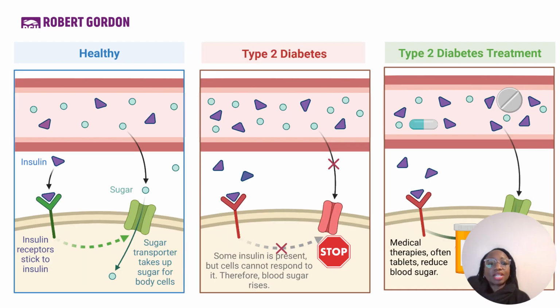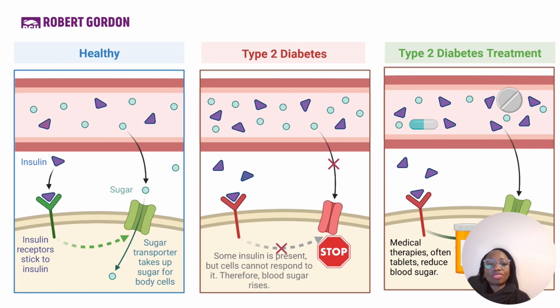Okay, just again to remind you what type 2 diabetes presents as. Regularly you have insulin, and homeostasis is achieved when there's sugar. Insulin receptors bind to the insulin, and the sugar transporter takes up sugar into the cells, so it's reduced in the blood. But when you have type 2 diabetes, some insulin is present, but cells cannot respond to it. So there's insulin resistance. That's why the blood sugar rises, and if you do take medication, that is prevented, so you're able to reduce that high blood glucose level.